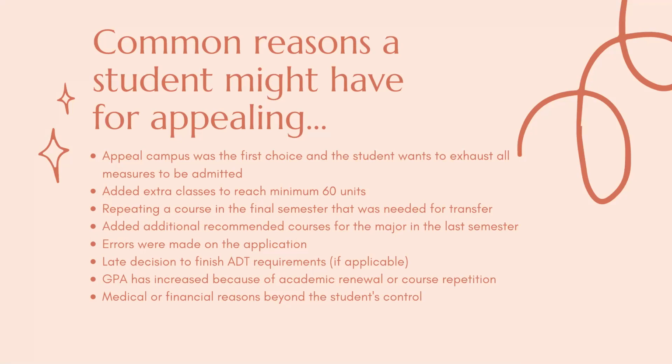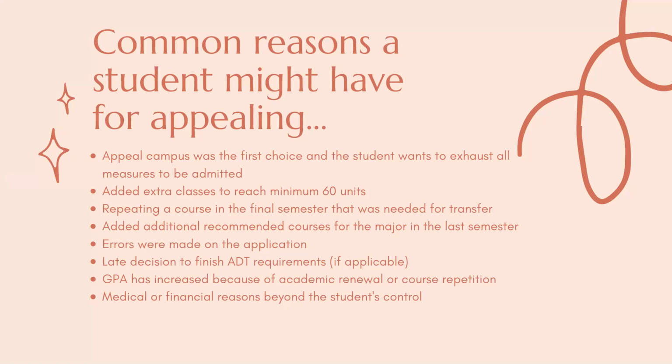Sometimes our students have medical or financial reasons beyond the student's control, extenuating circumstances that for one reason or another they weren't able to complete something, and that is why they need to appeal. So maybe they had some kind of health problem and they couldn't turn in their application on time. Maybe financially speaking, there was a loss of Wi-Fi or something that prevented them from turning in the application or turning in the January deadline.